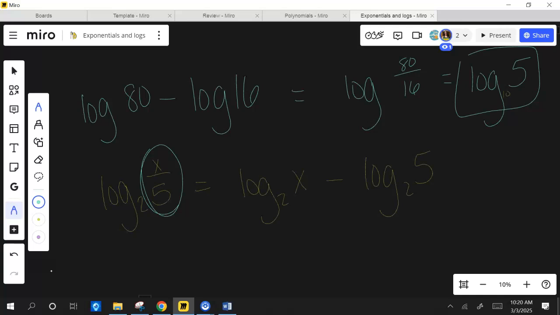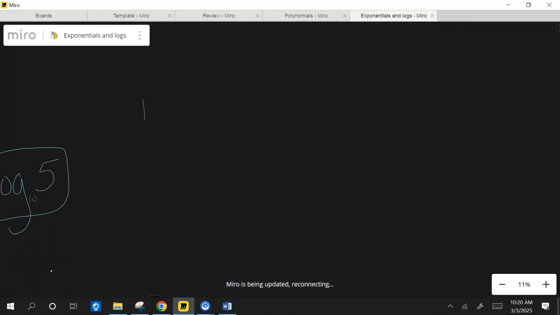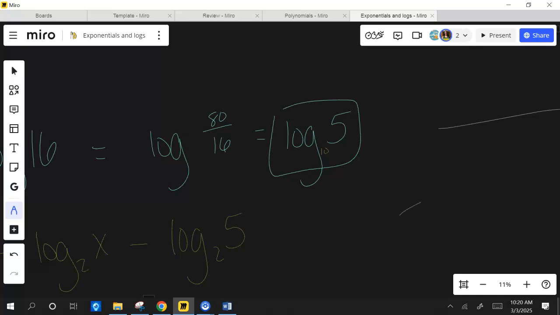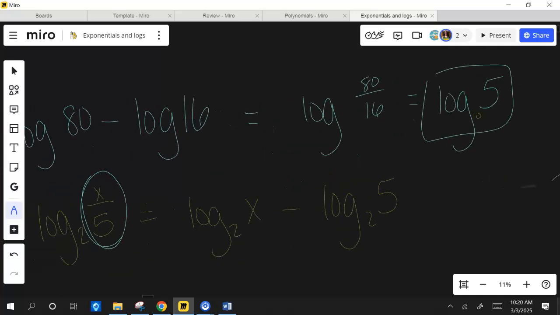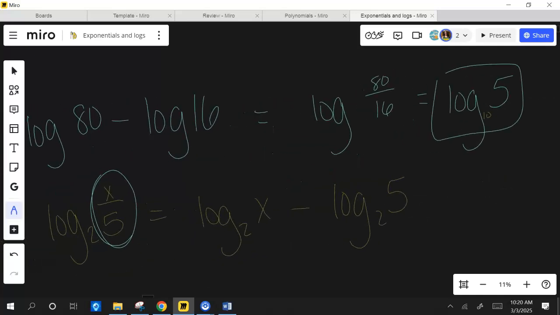All right, teach the lesson. Let me just teach the lesson. All right, power property. That's it. We don't do anything else with it. We're just simplifying right now. We will equal it later this week, but right now we're just working on simplifying.